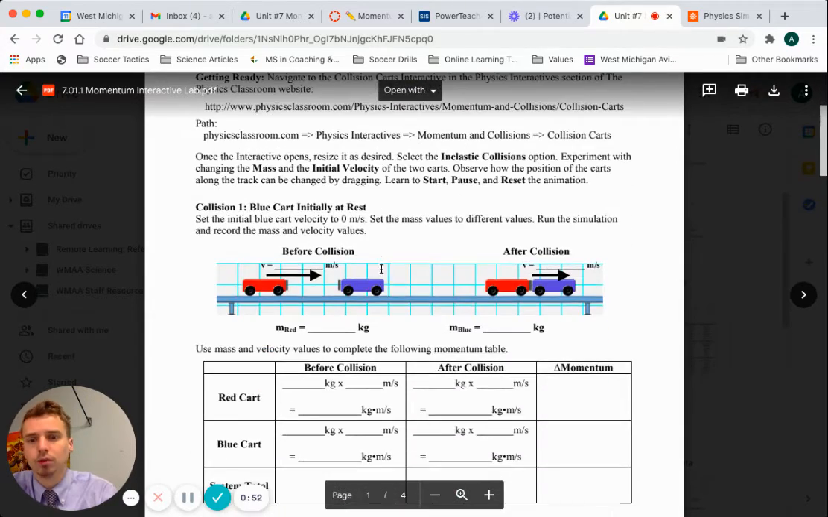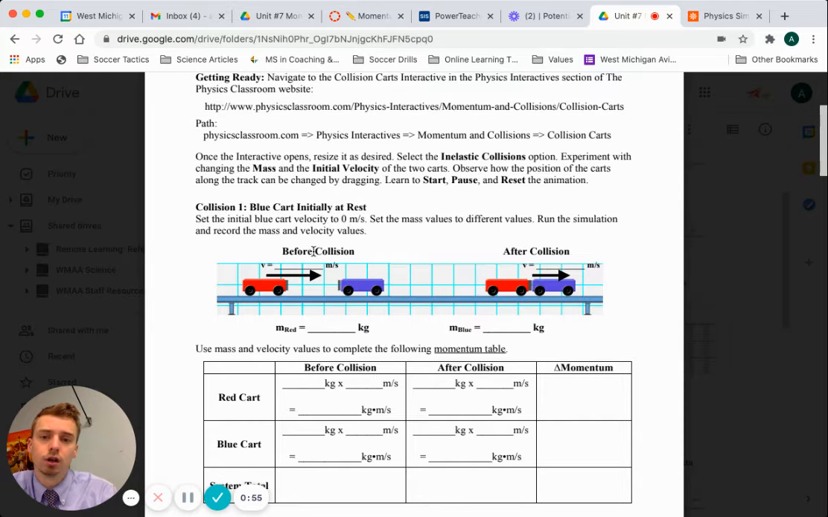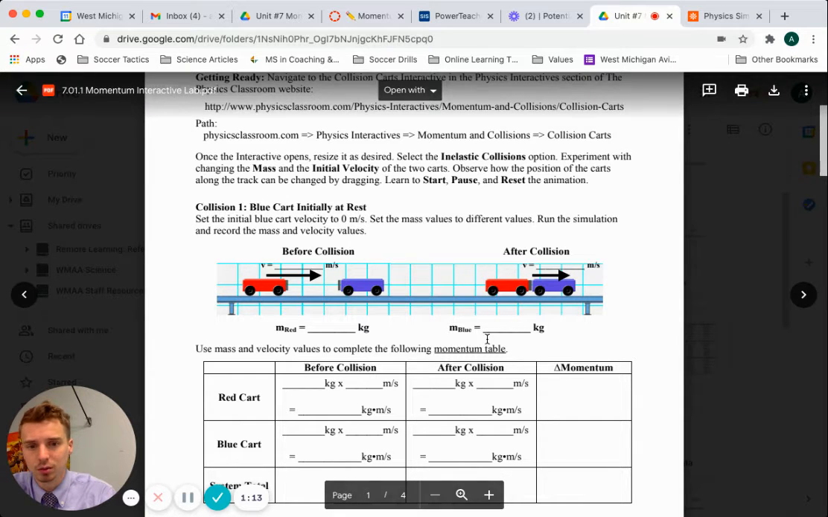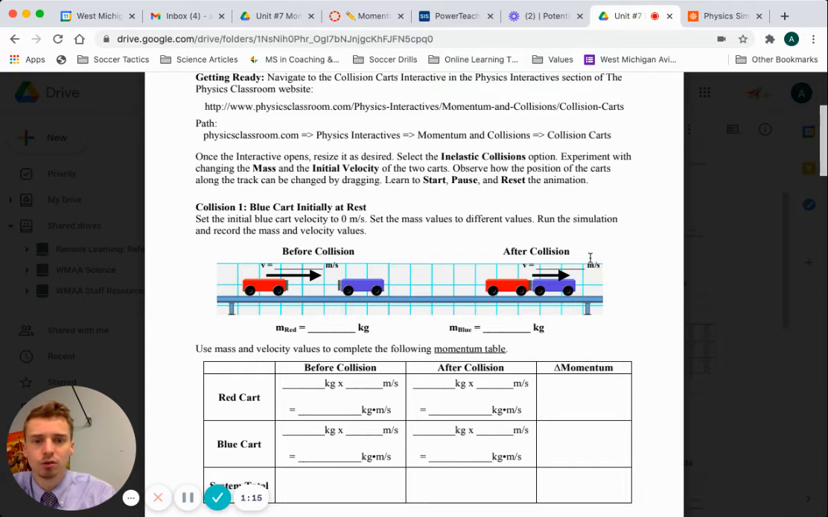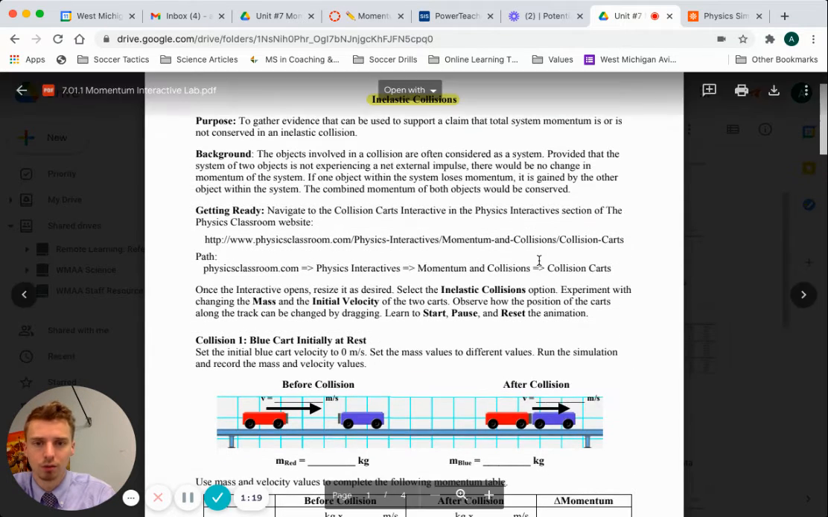Okay, what I want you guys to do is, in this case, it's going to have the blue car at rest and the red car has some velocity. So we fill out the velocity up here in this area I'm circling with my mouse. Then you fill out the mass of the red car. Please think about the fact that the mass of the red car is going to stay the same before and after. Same with the mass of the blue car. And then afterwards you only have one velocity because they're stuck together, right? Hence it being called an inelastic collision.